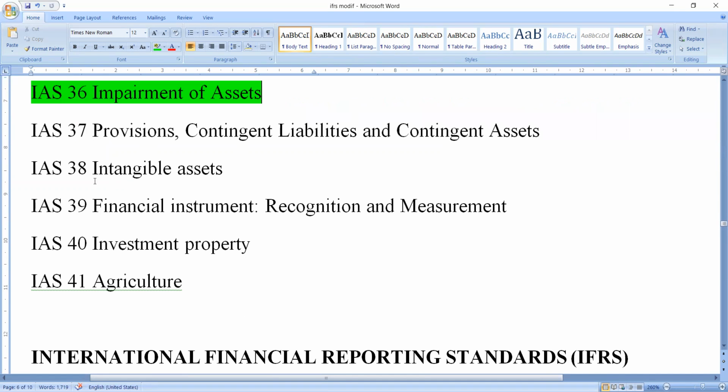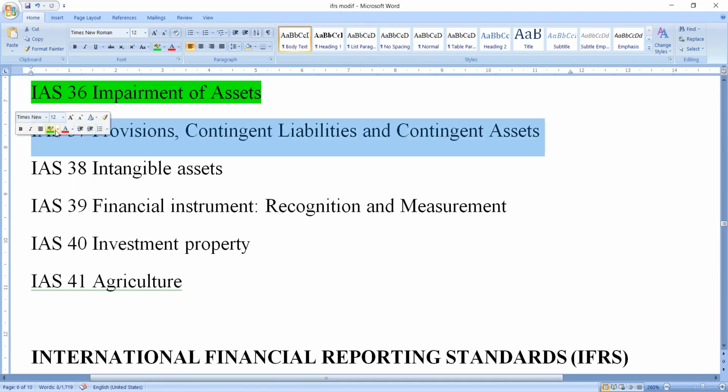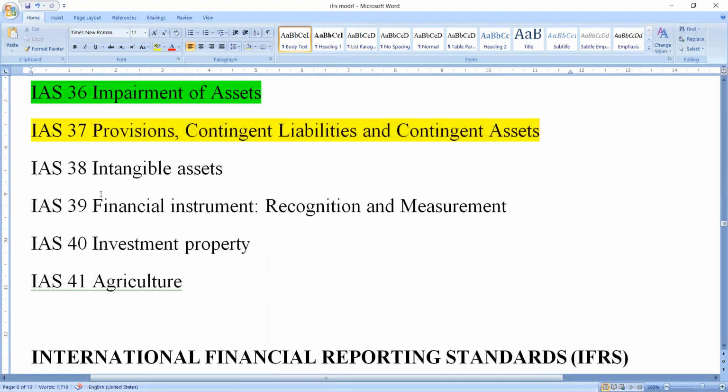Next, International Accounting Standard 37, provisions, contingent liabilities and contingent assets. And the next one is International Accounting Standard 38, intangible assets. Intangible assets means trademarks, patents, copyrights. So those are what we call intangible assets.